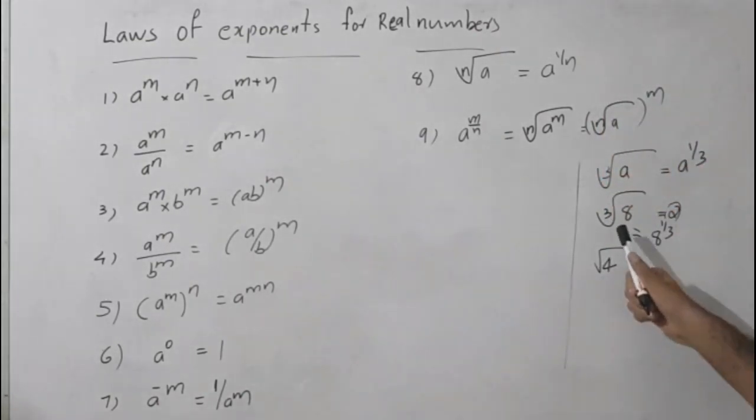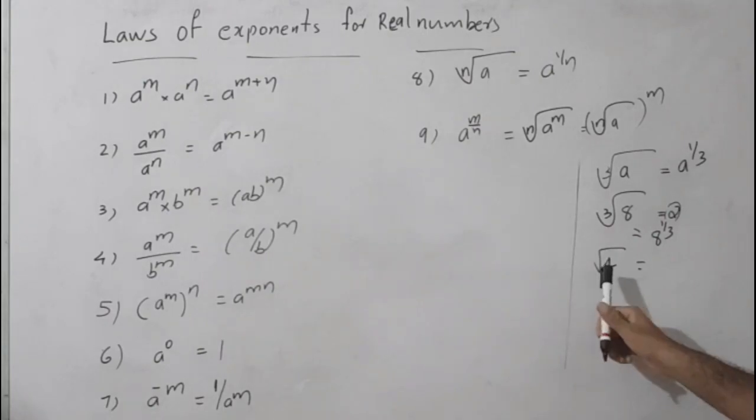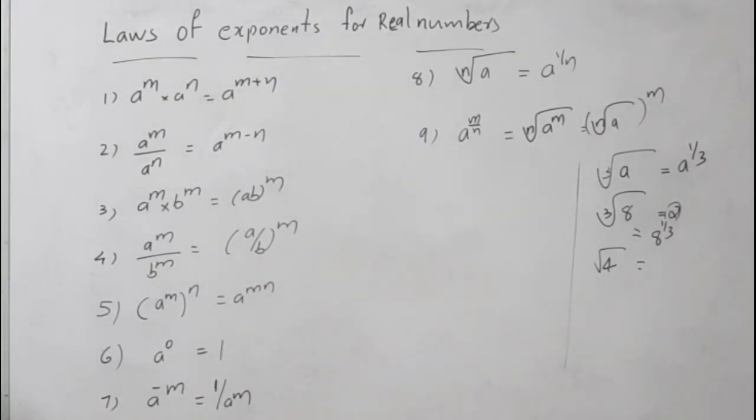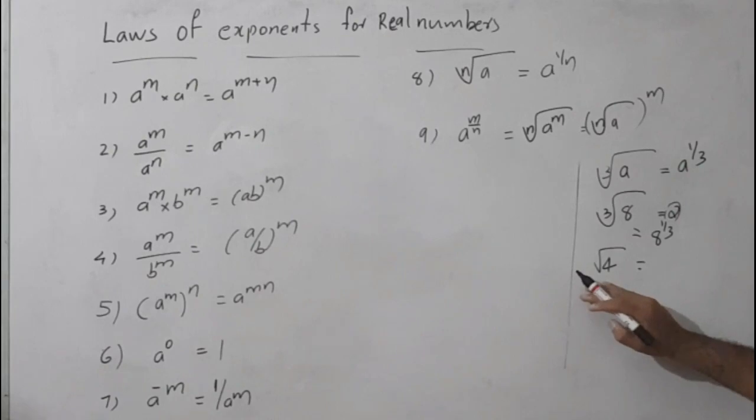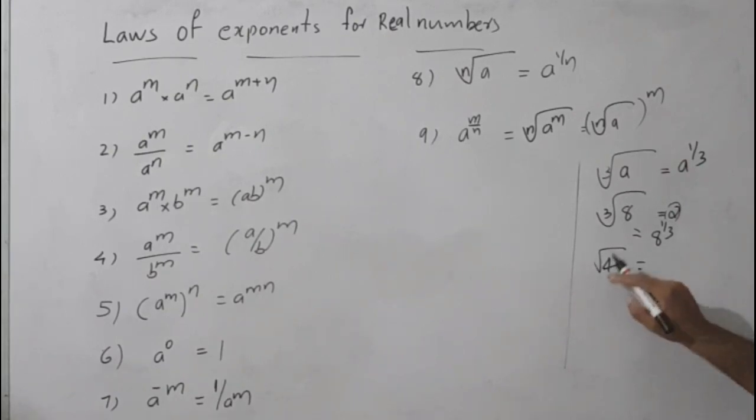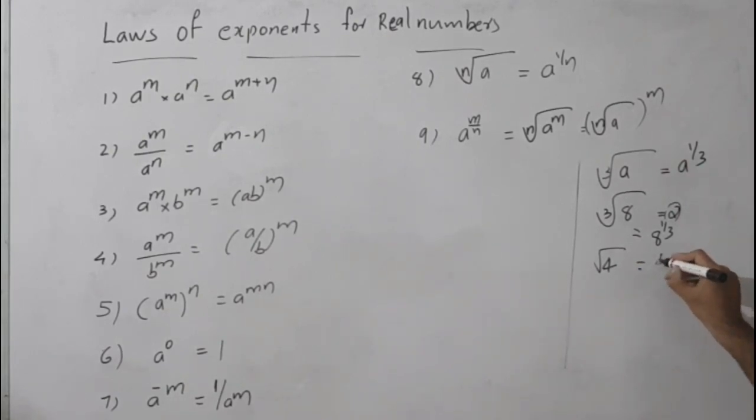We read this as cube root of 8. How do we read this one? We read this as square root of 4. The square root means we have a number there, 2. We do not write the 2 there, but we have it there. Then how do we write this in exponential form? The exponential form of square root of 4 is 4 raised to 1 by 2.